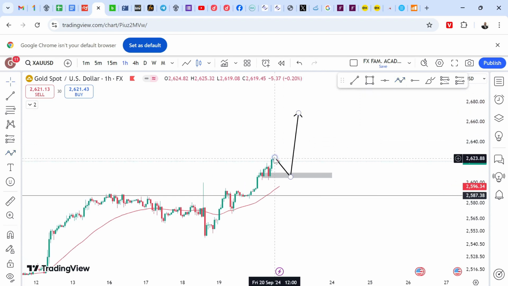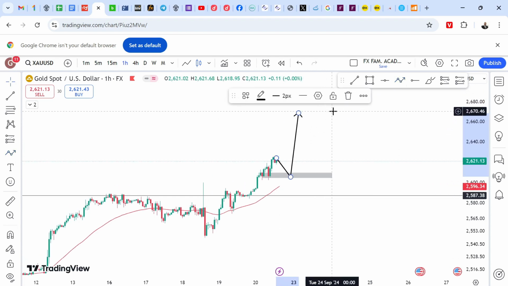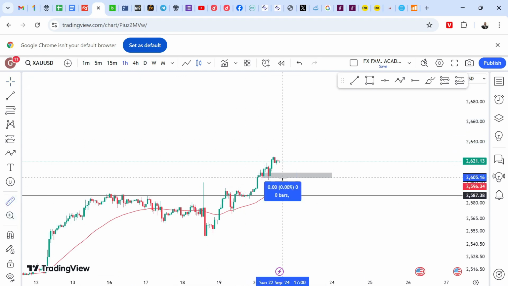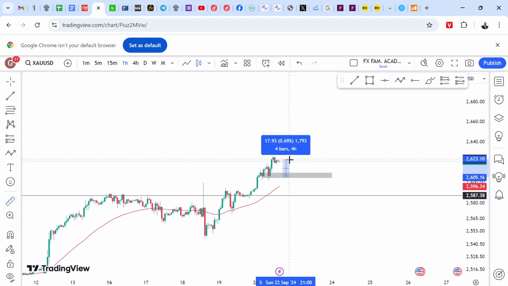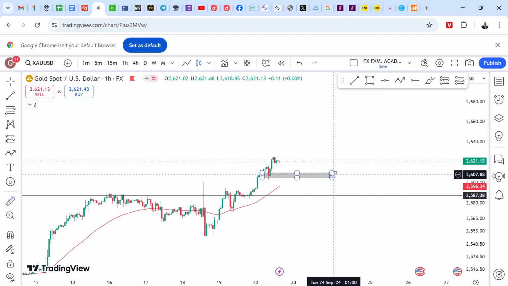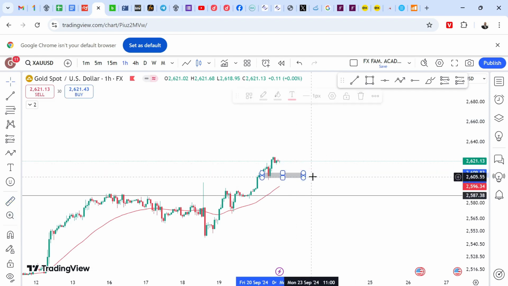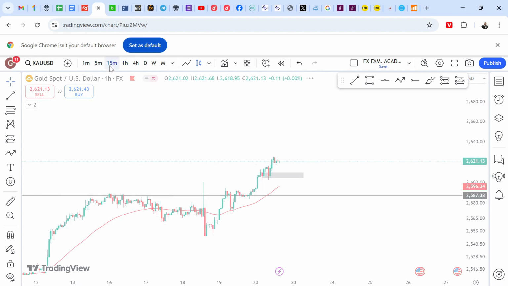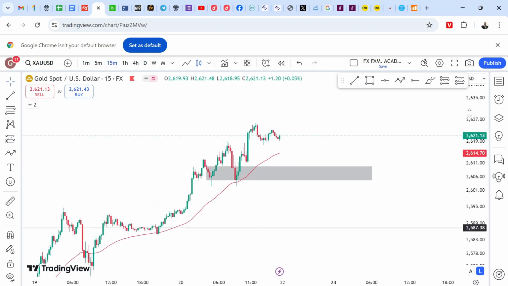But before that, you want to catch that sell. Let's see how many pips that could be. This is over 180 pips. Did you see that on gold? This is our Fibonacci retracement zone. Come to the 15-minute time frame and see what we can do.